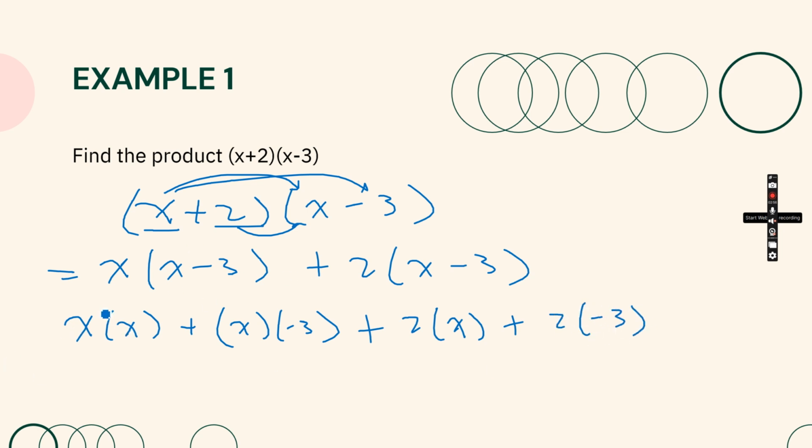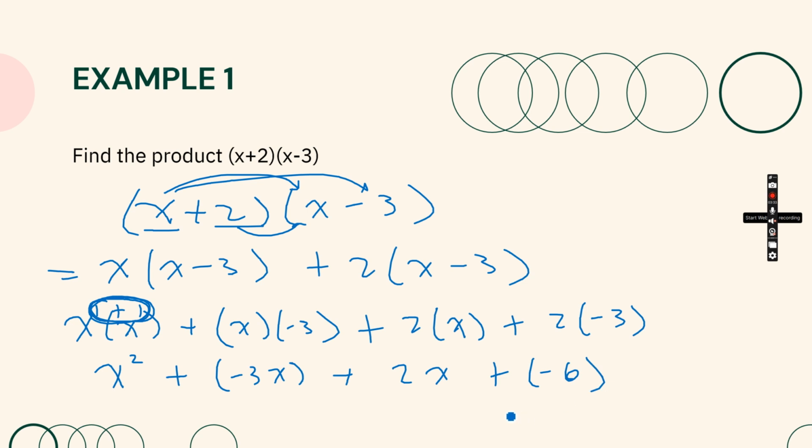Then we just solve. X times x, in this case, since we are multiplying two variable terms, we'll just add the exponents, the powers, right? So 1 plus 1 gives you 2. From there, x times negative 3, we should just get something like negative 3x, since we can't really combine them, we just smush them together, and it should be okay. From there, we also have 2 times x, same thing, smush them together, we get 2x, and 2 times negative 3 gives us negative 6 as our answer.